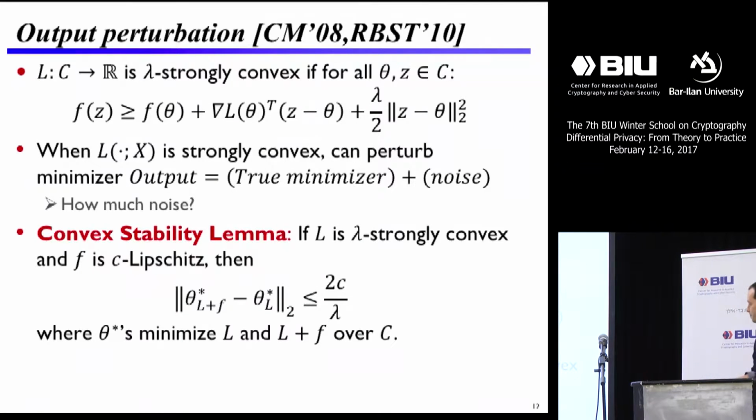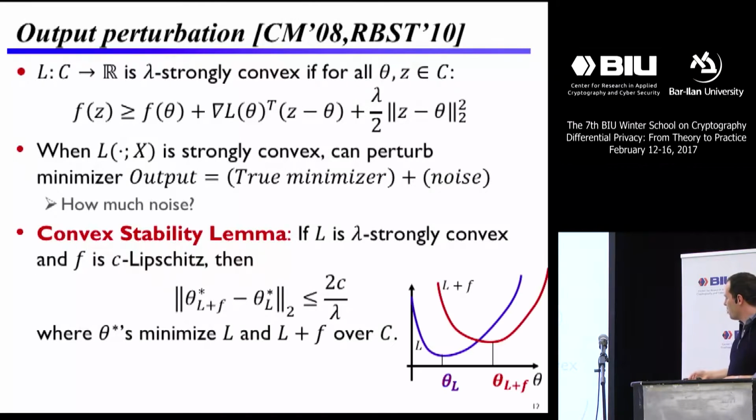and then what we can say is that under these conditions, think of this as adding a new person to the data set. If I add a new person to the data set, I'll get some new loss function L plus f, and I can compare the minimizer of this to the optimizer of the original function L. And what I want to say is that the distance between these two is not very big.